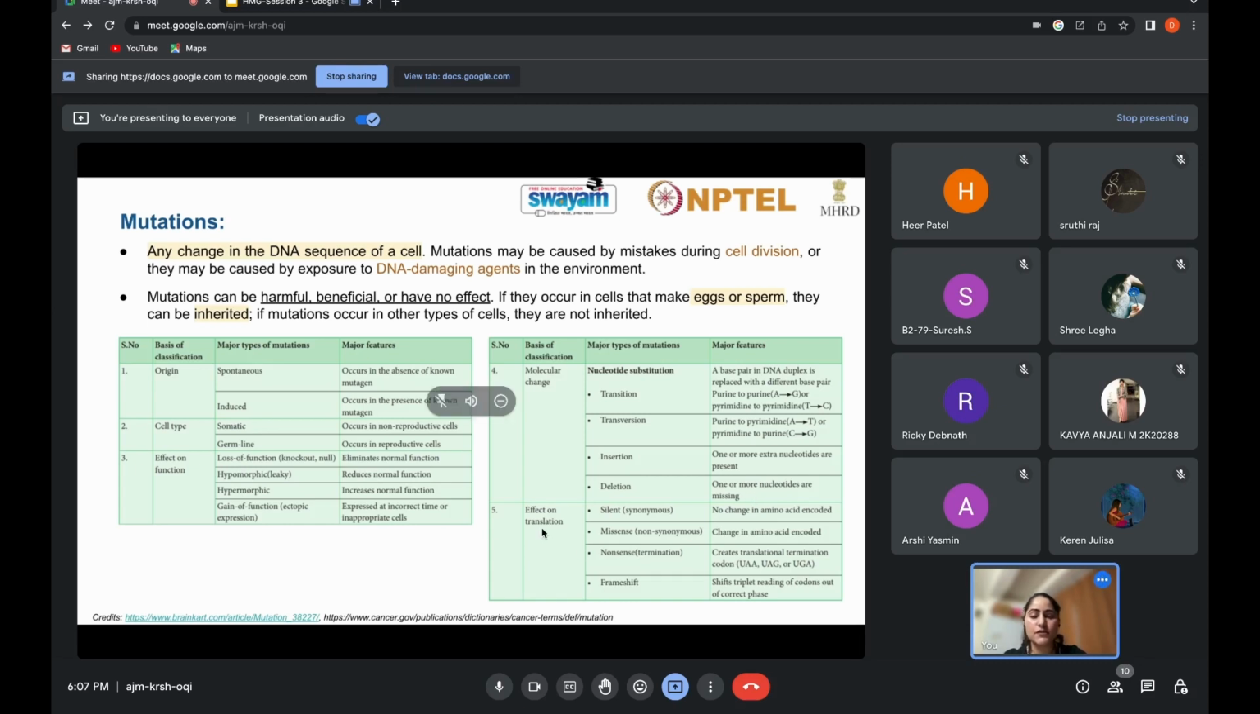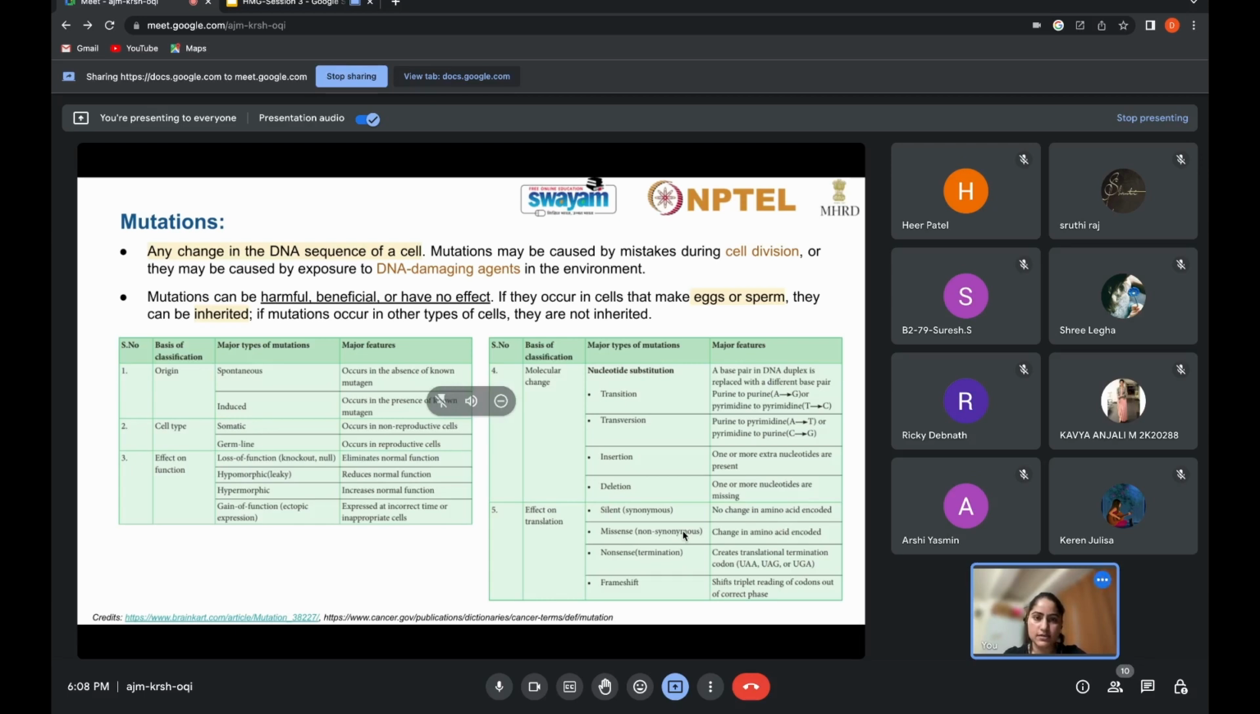Then comes effect on translation. So there are certain mutations that happen in the sequence, but they are not observed when we look at the protein. So these are the mutations, for example, silent or synonymous mutations. As the name suggests, silent means their effect is silent. That means there is a difference in the sequence of the DNA, but that DNA sequence is again coding for a similar amino acid. That's why the effect of the mutation is not visible at the level of protein or in the amino acids.